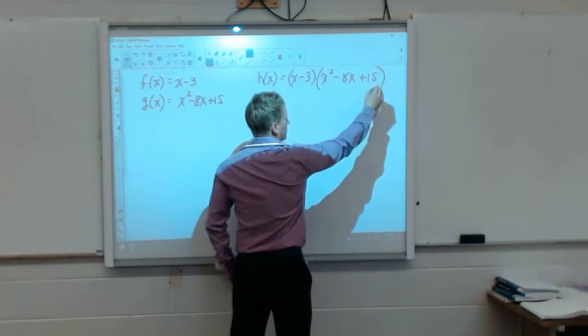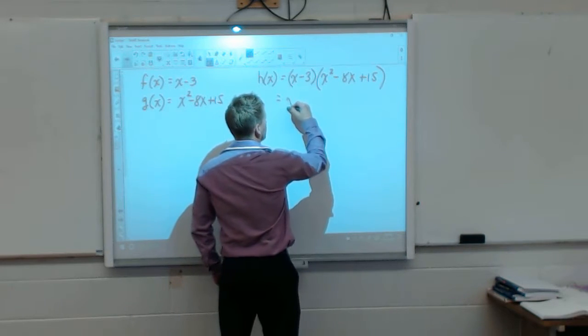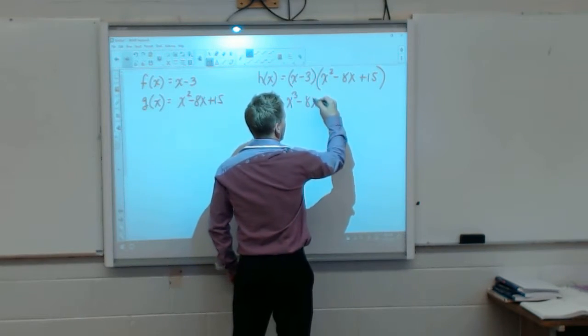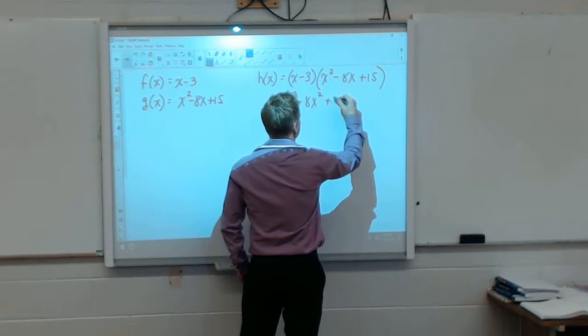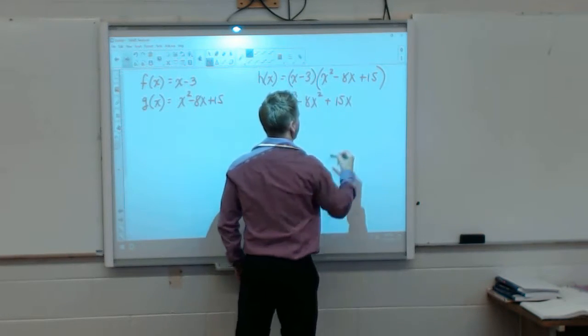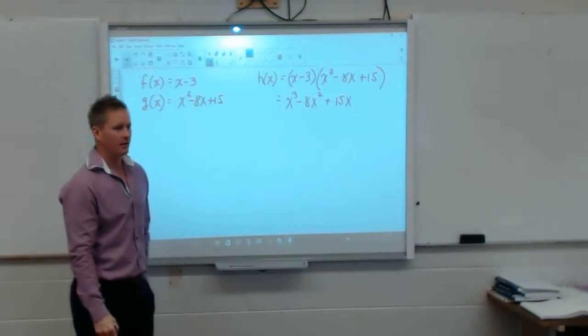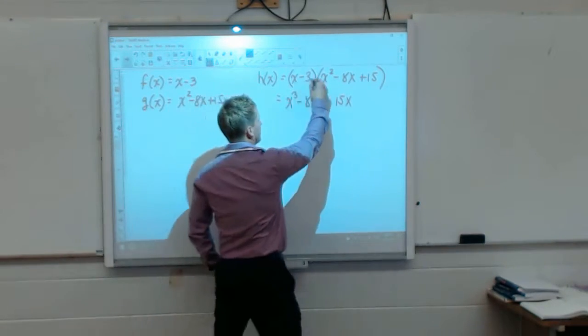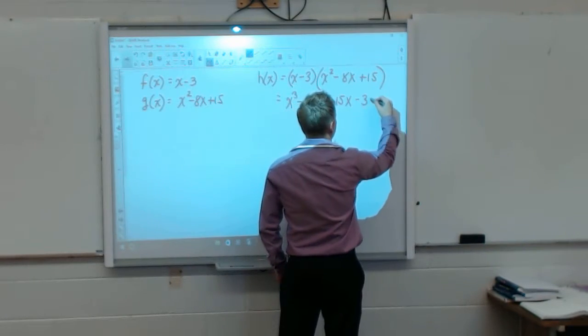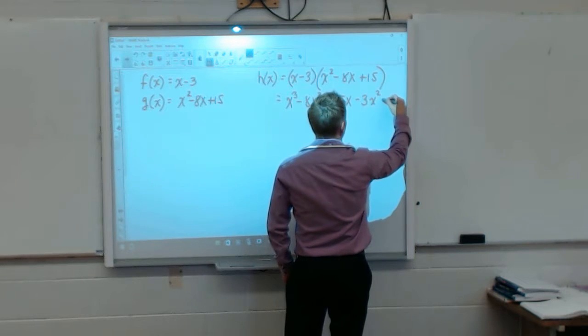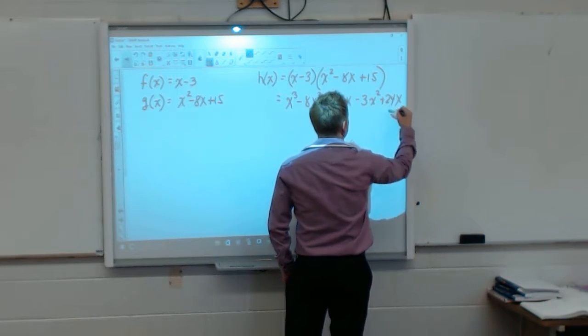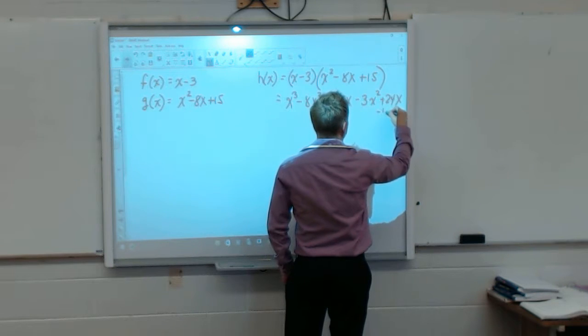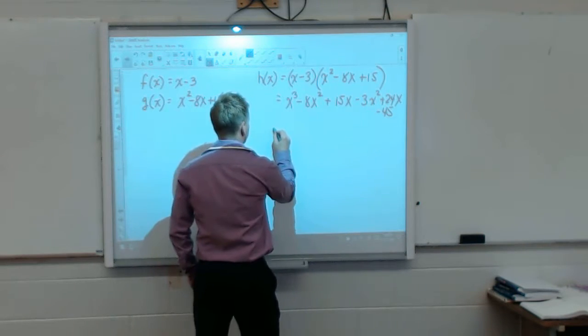I'm going to times x all the way through the brackets here. That gives me x cubed minus 8x squared plus 15x. Now I need to multiply the minus 3 through there. Minus 3x squared plus 24x minus 45.